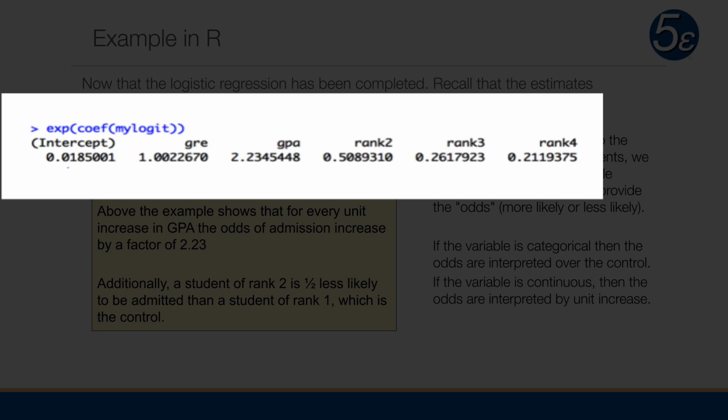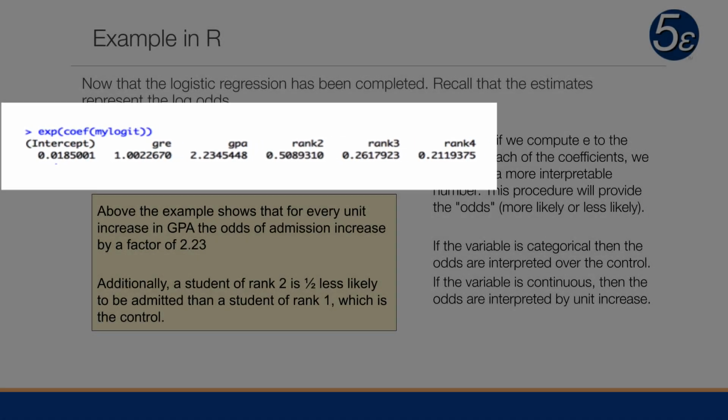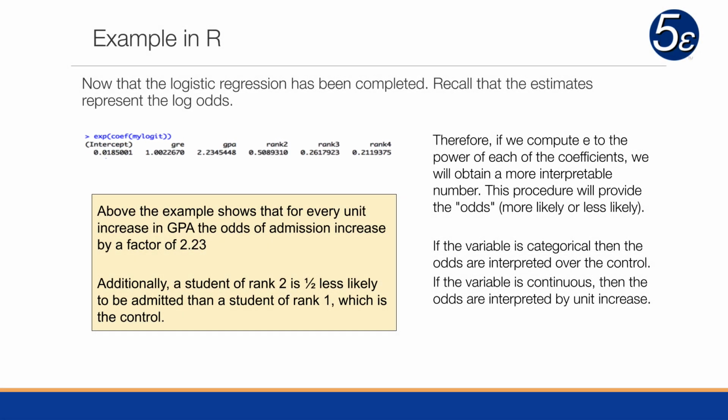Additionally, if we look at the rank 2, a student of rank 2 is 1/2 less likely to be admitted than a student of rank 1, which is the control. So you'll notice there is no rank 1, and that's because it's used as the control in that equation. When we have a factor in our model, the first value in order will be the control. Each of your categorical levels, rank 2, rank 3, rank 4, will be compared to the control.